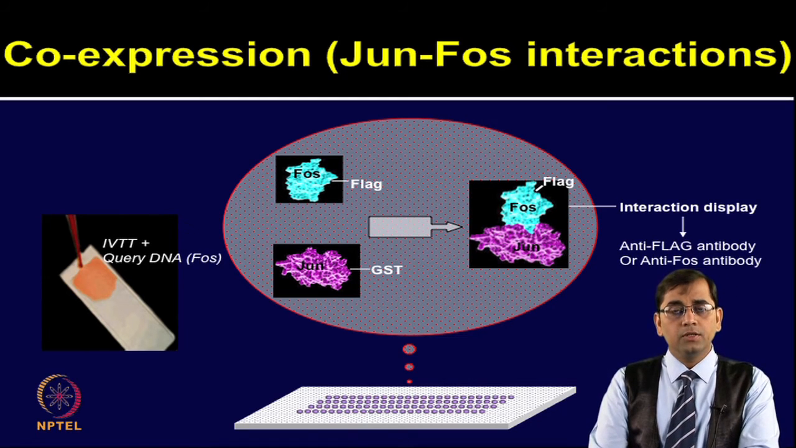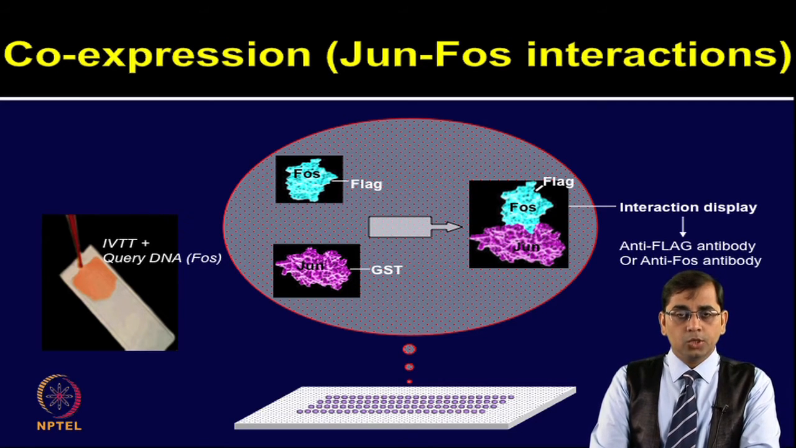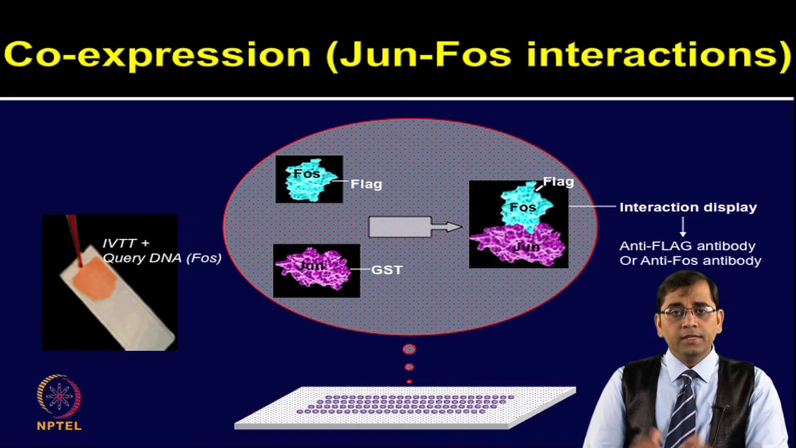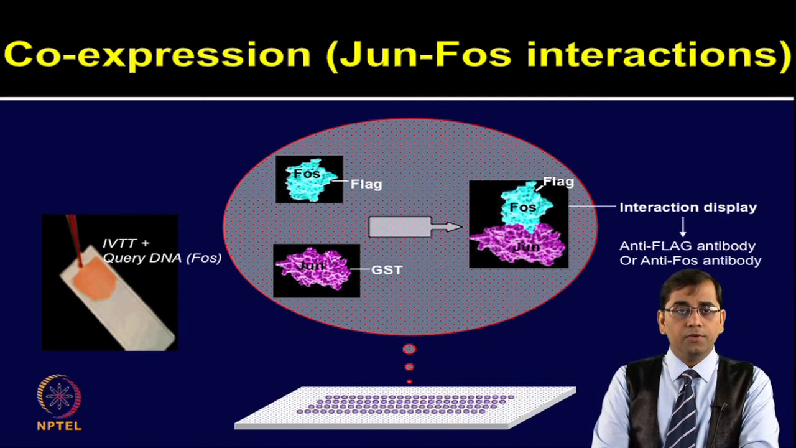Let us talk about the co-expression experiment. It means the query protein along with the arrayed proteins were expressed by using a cell free expression system, so that there was no need to purify the query protein also. When the protein interaction has to be performed, you can take the cDNA of FOS protein, for example, mix it in rabbit reticulocyte lysate along with other in vitro transcription translation machinery.